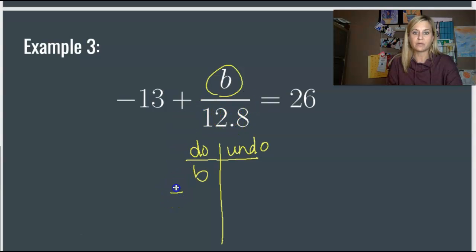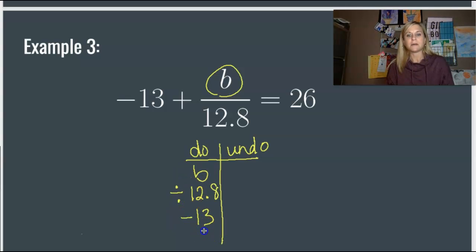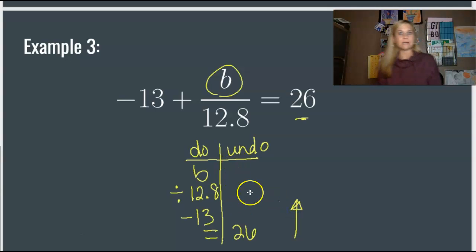So first we're going to put down that we divided B by 12.8. After that, if you look to the left here, we added a negative 13. So we're actually going to say that we subtracted 13, and that equals 26. And I got that from right over here. Okay? So now we have to undo everything that's been done.